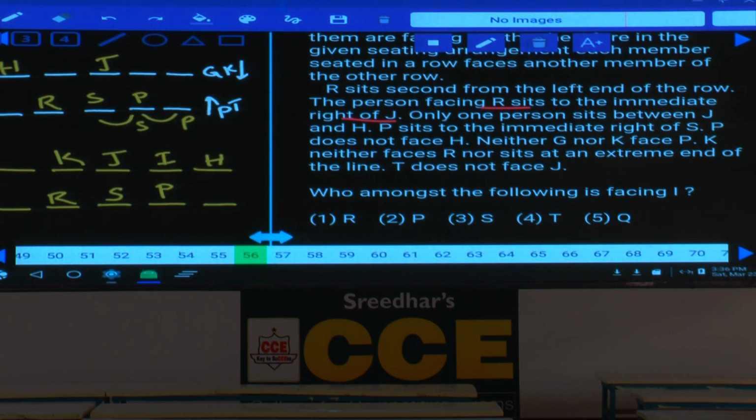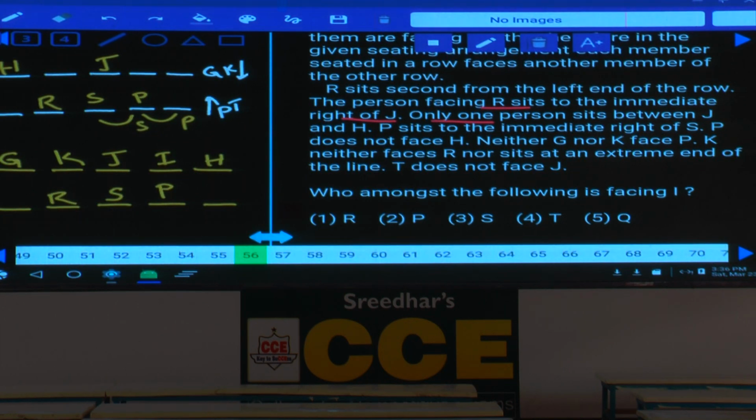Now, this is the information we have. R sits second from the left hand of the row. The person facing R sits to the immediate right of J. One person between J and H. P sits to the immediate right of S, and P does not face H. Neither G nor K is facing P, I is facing P. Then who is the person left over here in the second one? G is the person left over, G must be here.